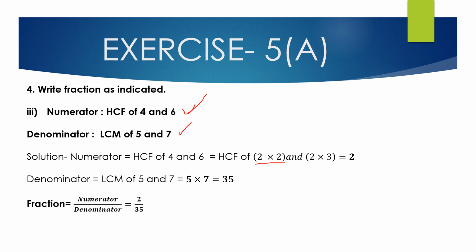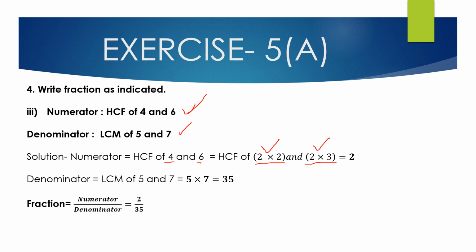We know the prime factorization of 4 is 2 multiplied by 2, and the prime factorization of 6 is 2 multiplied by 3. And the highest common factor of 4 and 6 will be: 4 is 2 multiplied by 2 and 6 is 2 multiplied by 3.